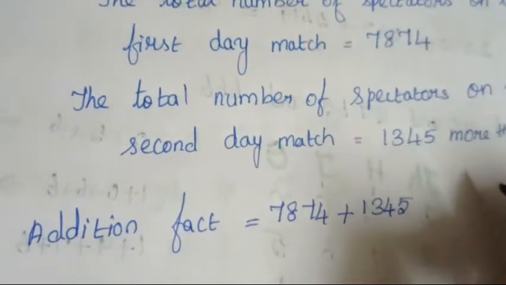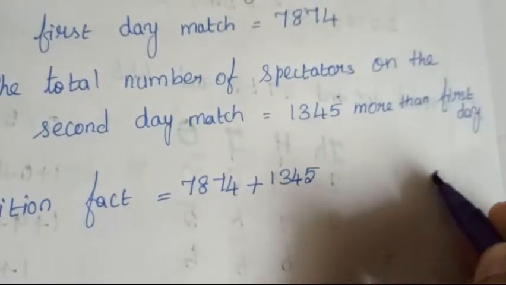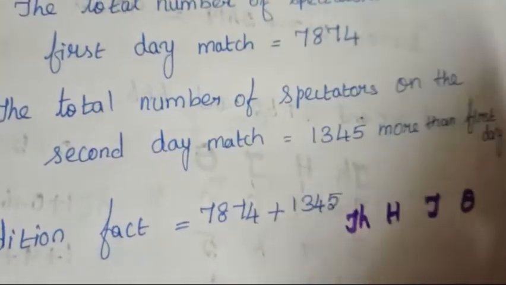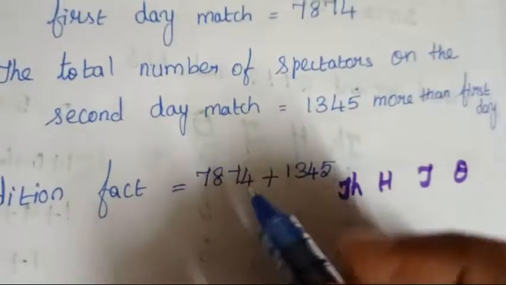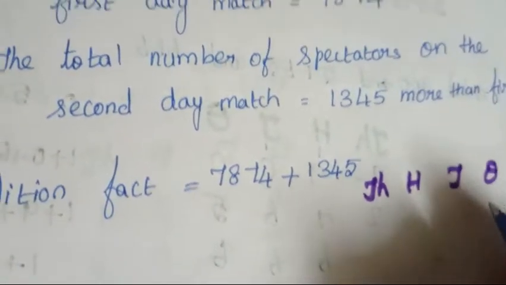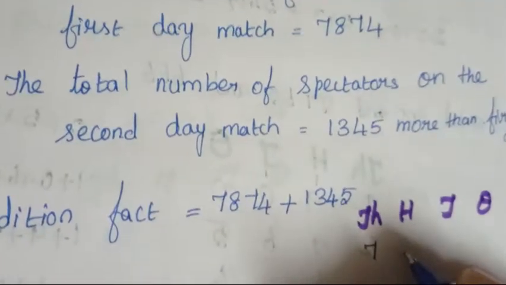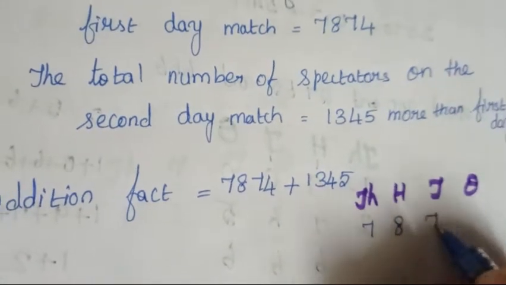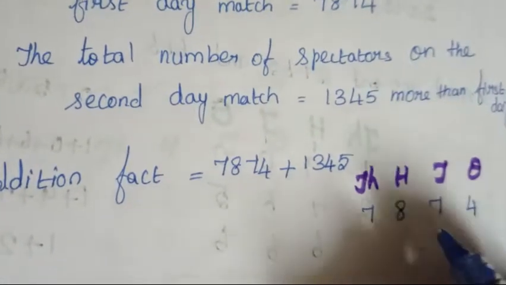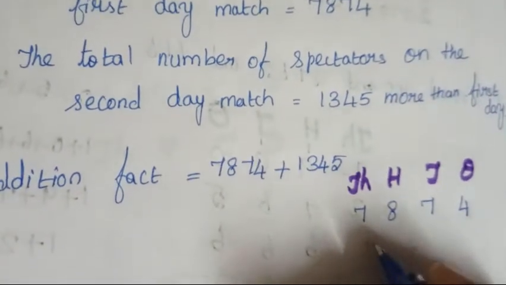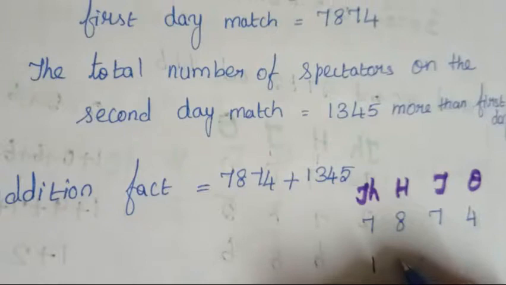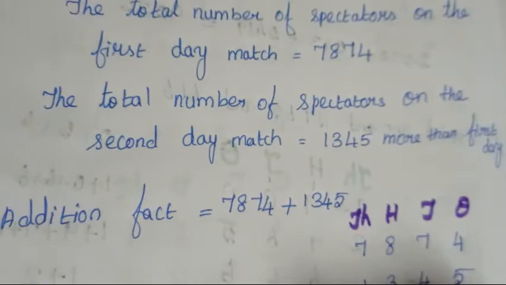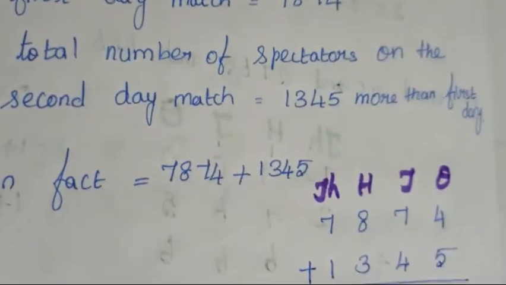First write the place value box: ones, tens, hundreds and thousands. Now let's write the numbers one below the other according to their place values. So 7000 for the first number, 800, 7 tens and 4 ones. Now for the second number, 1,345: 1000, 300, 4 tens and 5 ones. Now you have to add these two numbers.